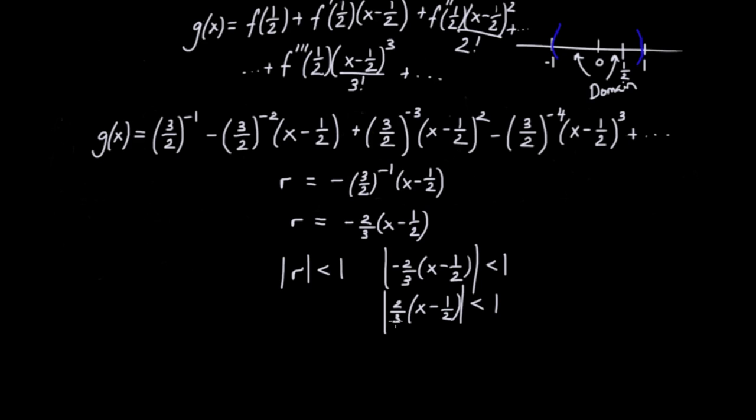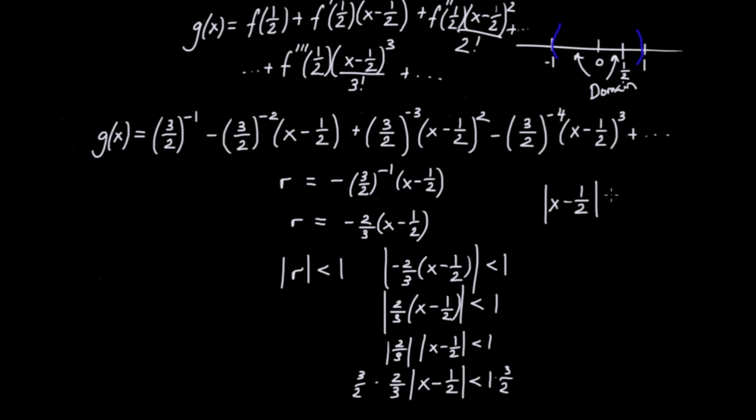And now what I'm going to do is use another property of the absolute value, which is I can break up terms which are being multiplied. This thing is equal to the absolute value of 2 thirds times the absolute value of x minus 1 half. Still got to be less than 1. Now the absolute value of that is just plain old 2 thirds times the absolute value of x minus 1 half is less than 1. Now I'm going to multiply both sides by 3 halves. I get a cancellation over there. So I'm going to get the absolute value of x minus 1 half is less than 3 halves.